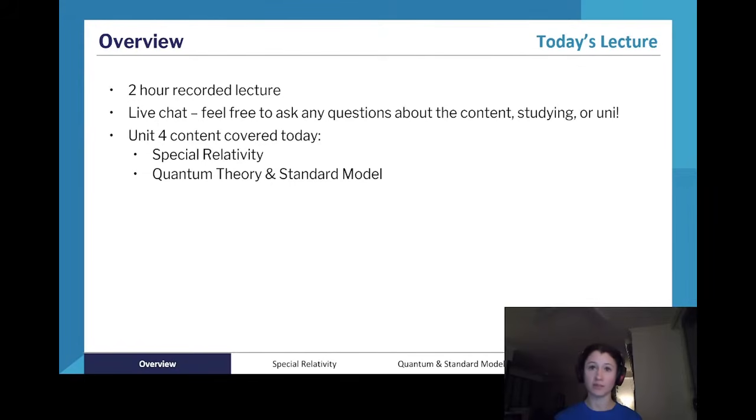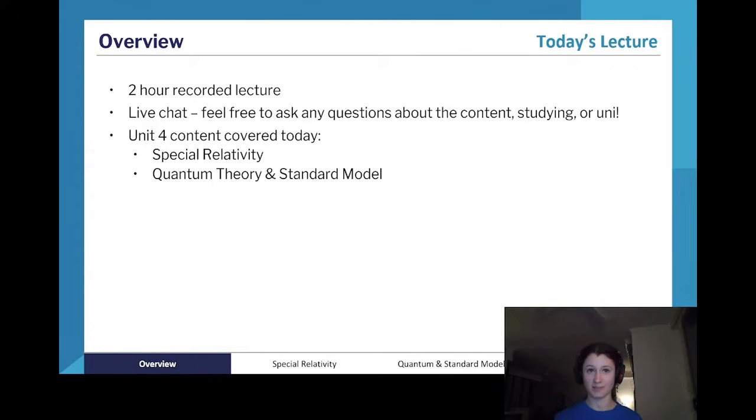So please feel free to ask any questions about the content, if there's a particular example that we did, a particular concept you didn't understand, or even something from previous topics, say in Unit 3 that we're not covering today, or something from Year 11, or even something from another subject. Anything about studying, study tips, balancing all of your subjects, externals, anything like that, or even uni, moving out, anything like that.